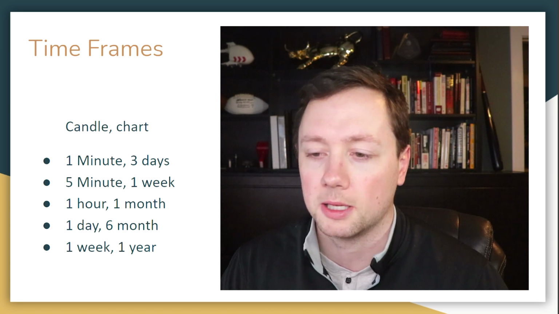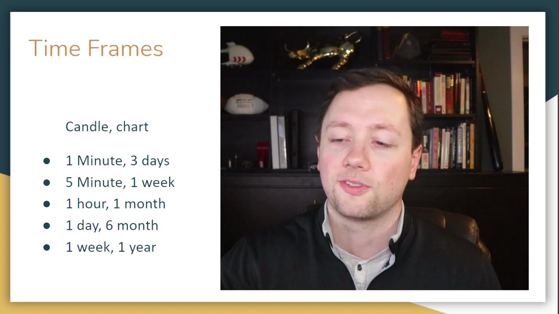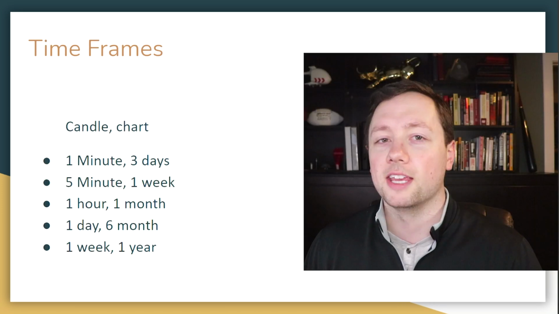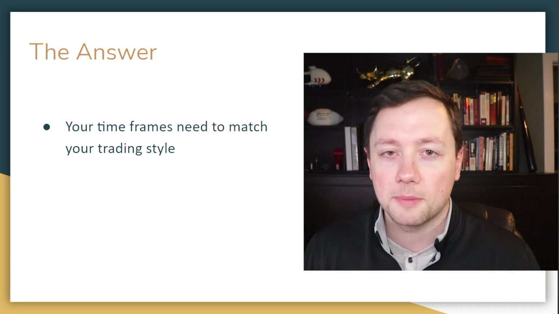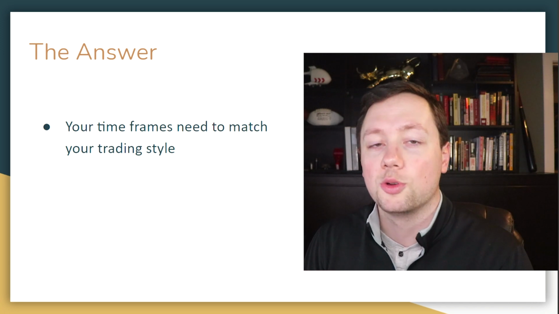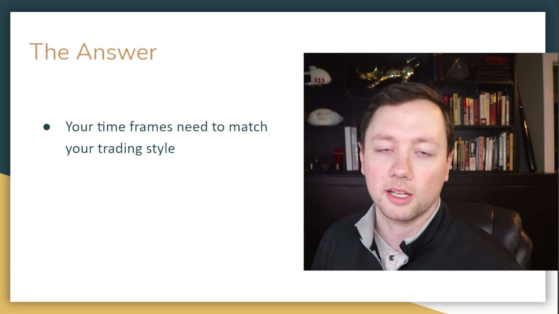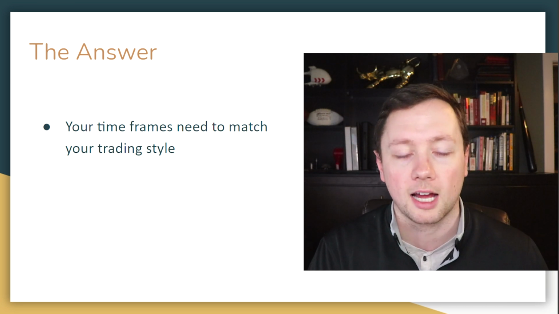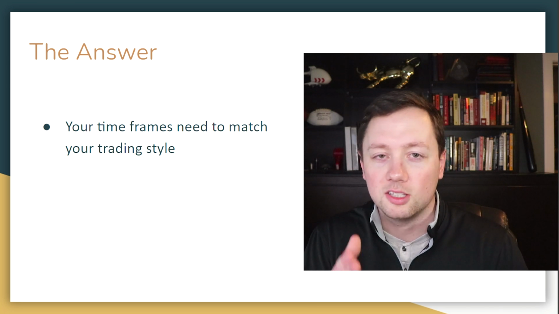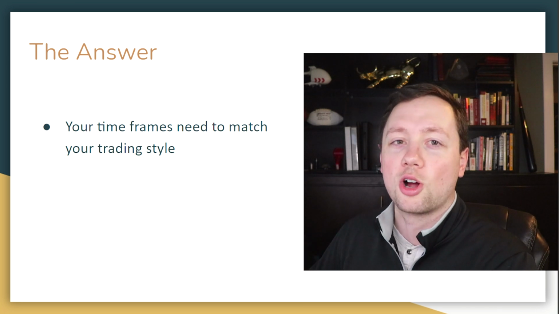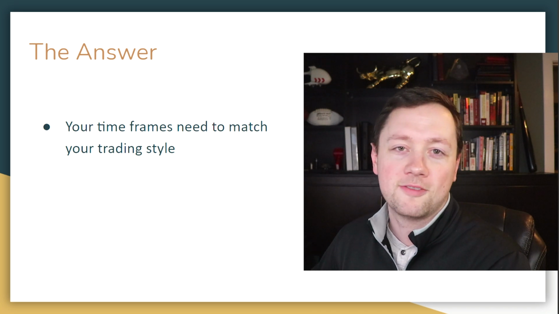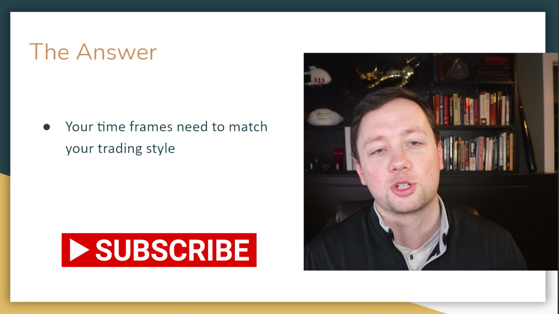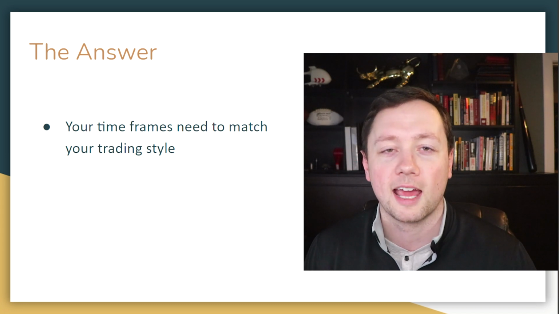There's a full spectrum in between all of these levels, but these are the 5 that we are going to talk about today. You can use whatever works best for you, but the answer to the question is you need to match your time frames to the type of trading that you are doing. If you're day trading, you need to use shorter time frames and more zoomed in time frames. If you're swing trading, you need to be kind of in the middle. And if you're a long-term investor or a dividend investor or a value investor, you should never be looking at any of those zoomed in charts. You need to be looking at the 1 day and 1 week charts.